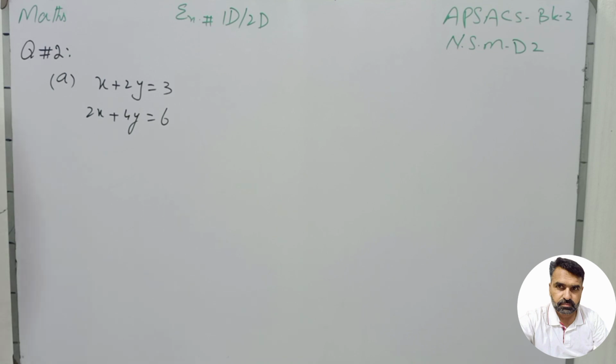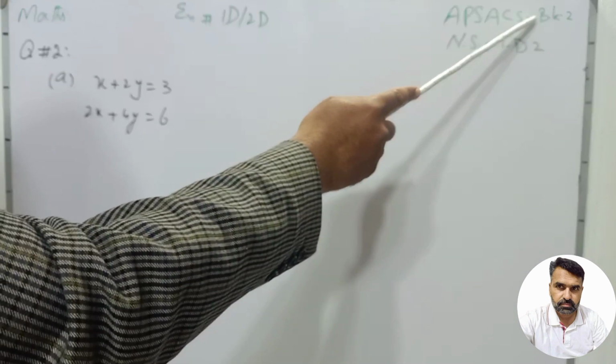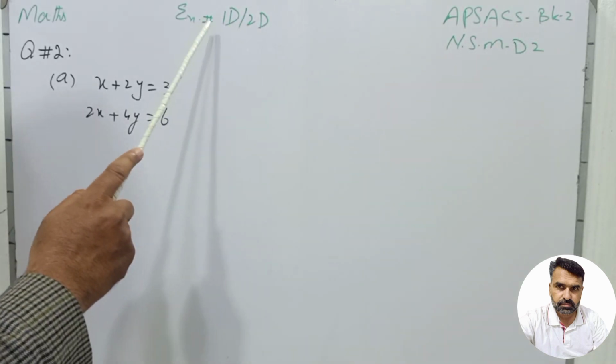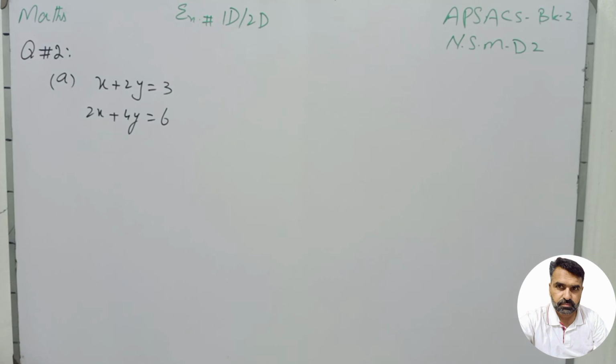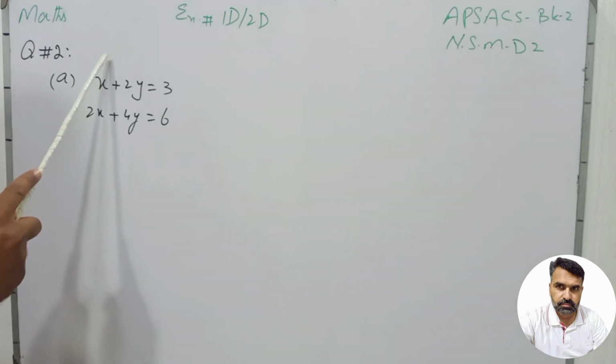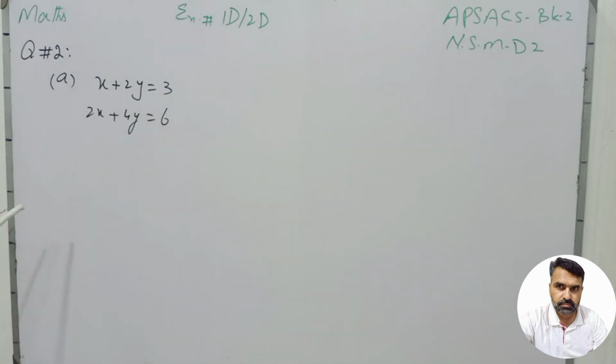And in this video I am going to solve a part of question number 2 of exercise 1D for New Syllabus Mathematics Book 2 of APSACS students, class 8, and exercise 2D for New Syllabus Mathematics D2 for A-level O-level students. The statement of the question is: use graphical method to solve these simultaneous linear equations.